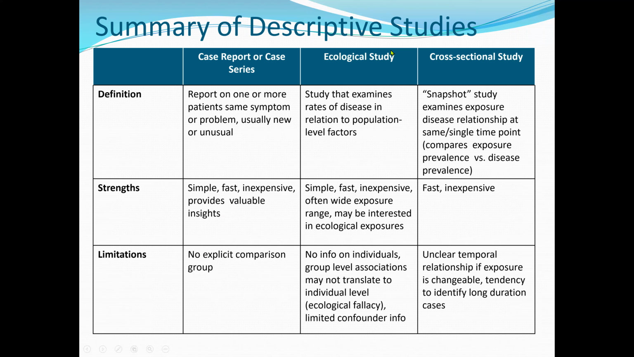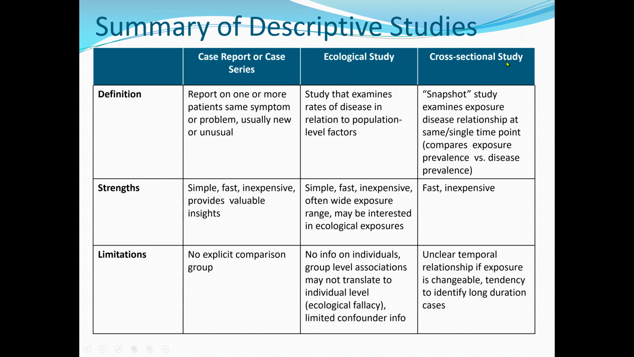An ecological study is a study that examines the rate of disease in relation to population level, so based on grouping, but the same concept as case report or case series. We can see the advantage is the same: very simple, fast, inexpensive. And the limitation is almost the same: no information on individuals. It's a group level association, and it may not translate to the individual level. This is where we have the ecological fallacy.